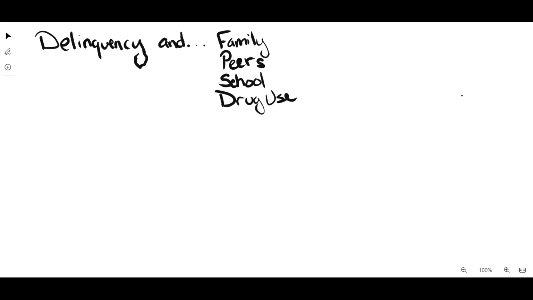Each one was a chapter. So, chapter 7 was family. Chapter 8 was peer groups. Chapter 9 was school, which fit perfectly. And then drug use was kind of separate from all that. So that's why it was its own thing. But we'll lump it all together because there is some connections to be made. So to start with, we're going to talk about the family first, obviously.